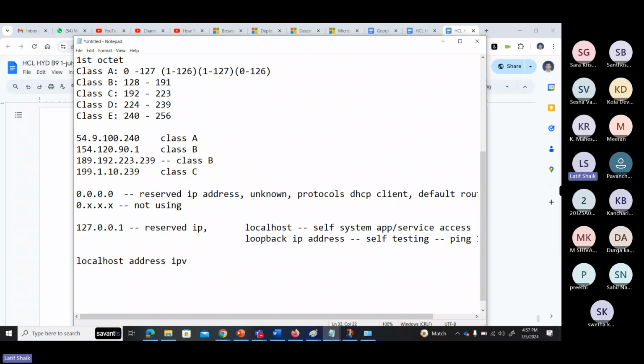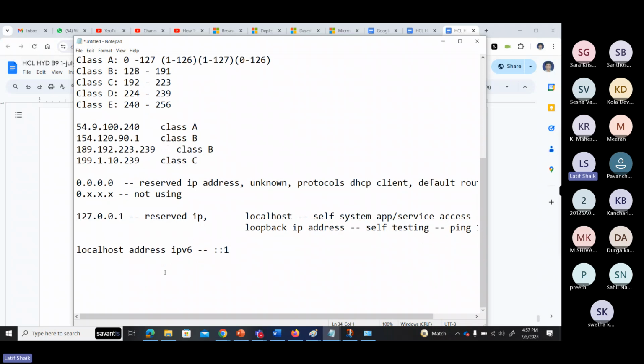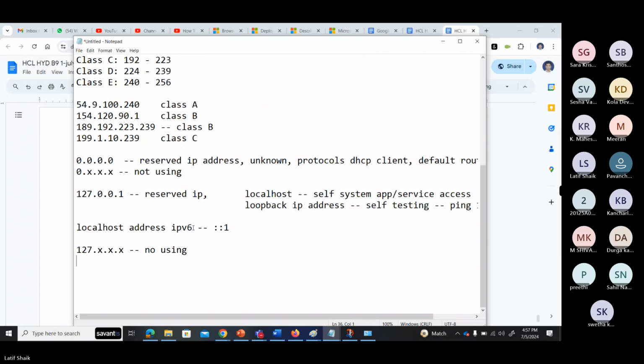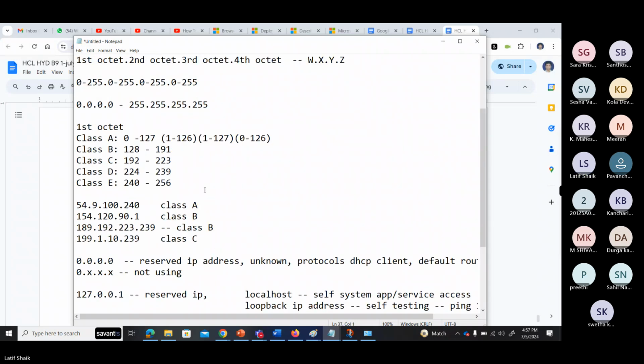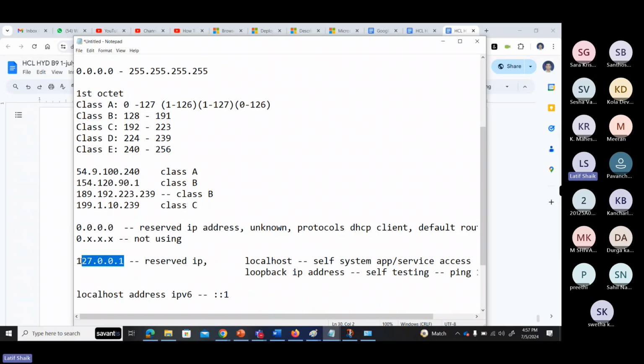The localhost address for IPv6 is ::1. The localhost address for IPv4 is 127.0.0.1, and it is also used for self-testing and self-system service and app access. This 127 series we also don't use. That's what it is. Next, guys, understand 0.0.0.0 and 127.0.0.1.